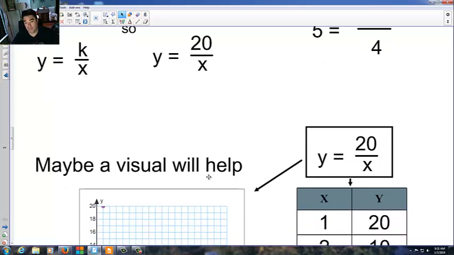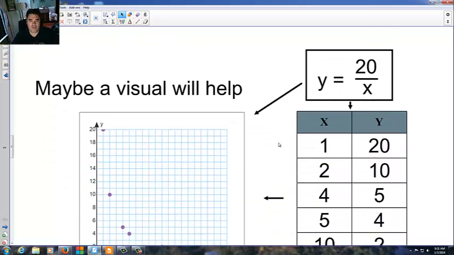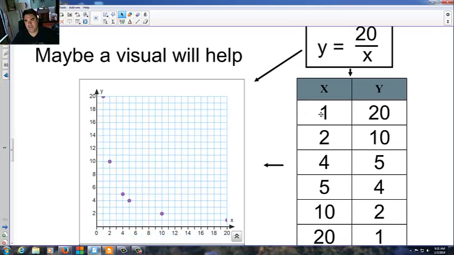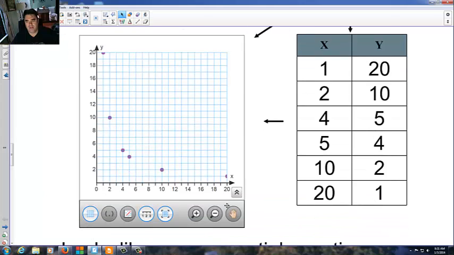Maybe a visual will help too. Y equals 20 over x is going to look something like this. Now why do you ask? Well, when x was 1, y was 20, so 1, 20. When x is 2, y is 10, so 2, 10. When x is 4, y is 5, 4, 5. When x is 5, y is 4, so you're going over 5, up 4. When x is 10, y is 2. And finally, when x is 20, y is 1. So it kind of looks familiar, doesn't it? Almost, in fact, like an exponential function.